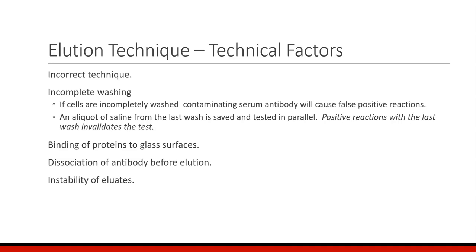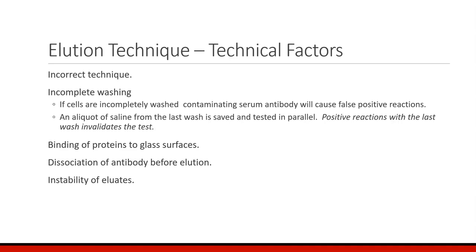So what we're ultimately wanting to do is free antibody bound to the cell in solution so we can test it. If you do not resuspend those cells adequately between every wash, and you're using 1 ml, 20 drops of cells, then you can get protein, a false positive, due to insufficient washing. Just like in the Coombs test, that won't cause a false positive, it'll cause a false negative. An aliquot of saline from the last wash is saved and tested in parallel. Positive reactions with the last wash invalidates the test. The last wash is your negative control.